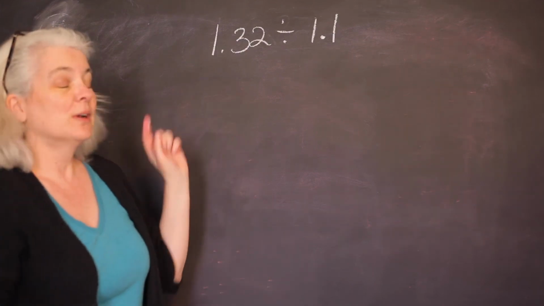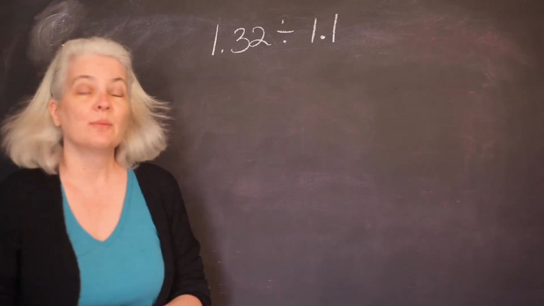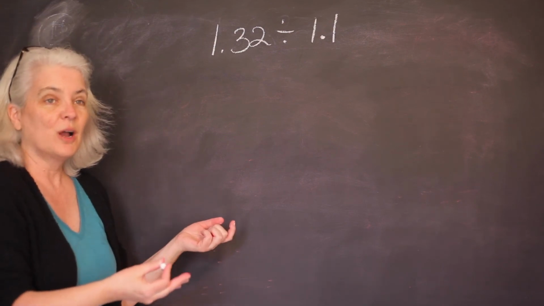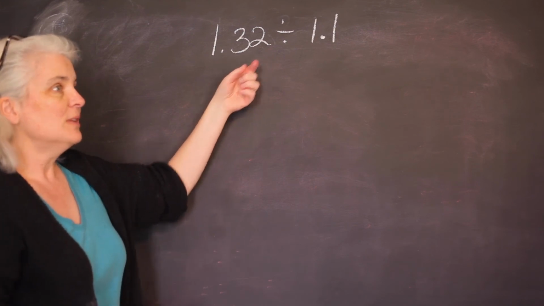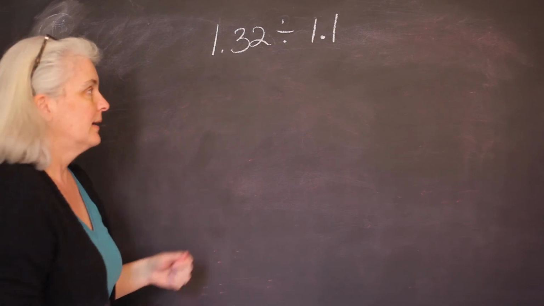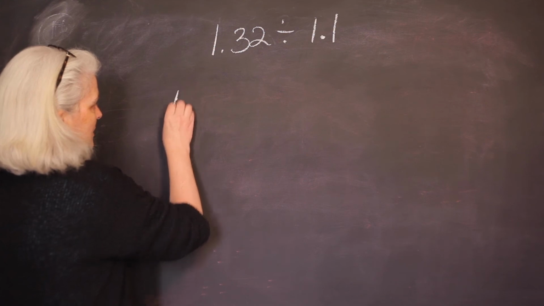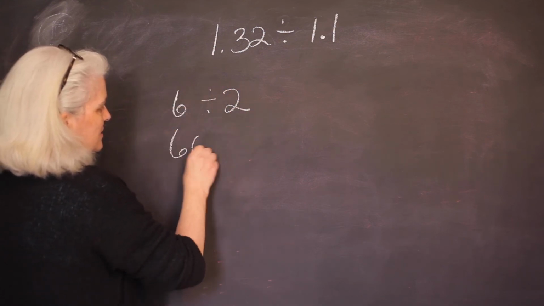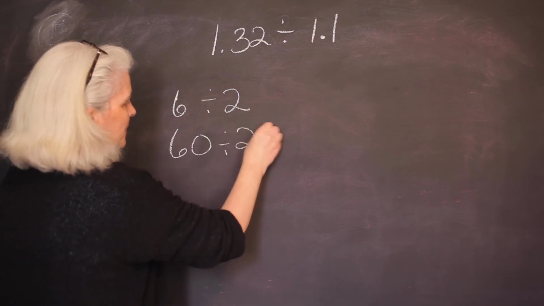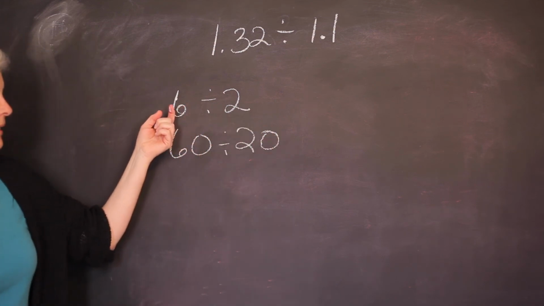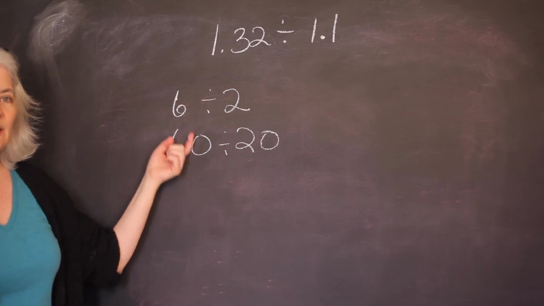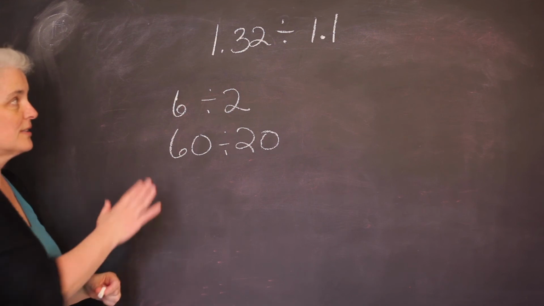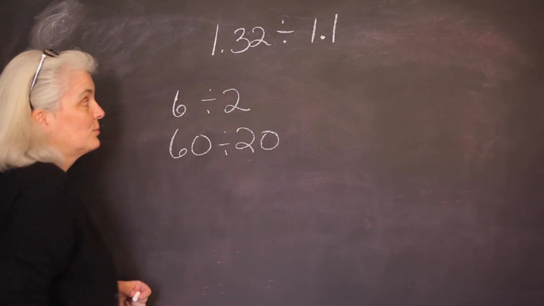The last problem is 1 and 32 hundredths divided by 1 and 1/10, and we need to figure out how to solve this problem. Something to keep in mind is that if you think of, let's say, 6 divided by 2, that's the same as 60 divided by 20. As long as I multiply both of these numbers by the same amount, the answer ends up the same. That's a key concept when you want to try to do this division problem.